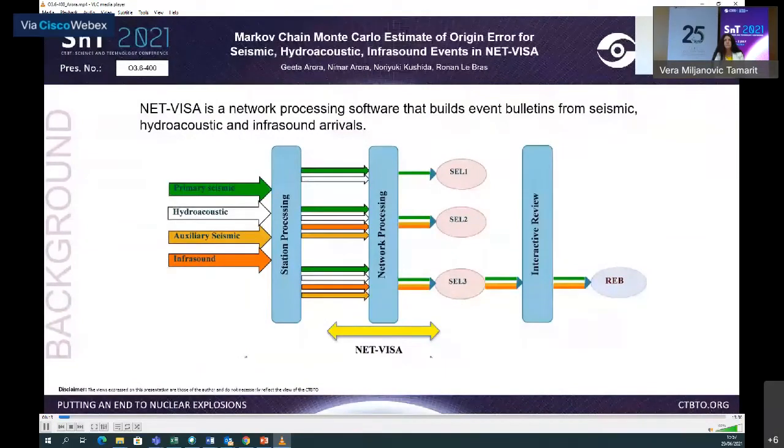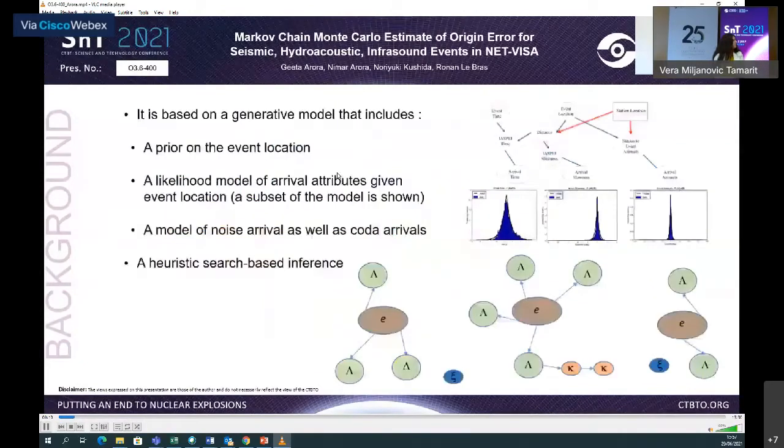NetVisa is a network processing software that builds event bulletins from seismic, hydroacoustic, and infrasound arrivals. It is based on a generative model that includes a prior on the event location, a likelihood model of arrival attributes given the event location, and a model of noise arrivals and coda arrivals. It uses all this to perform a heuristic search-based inference.